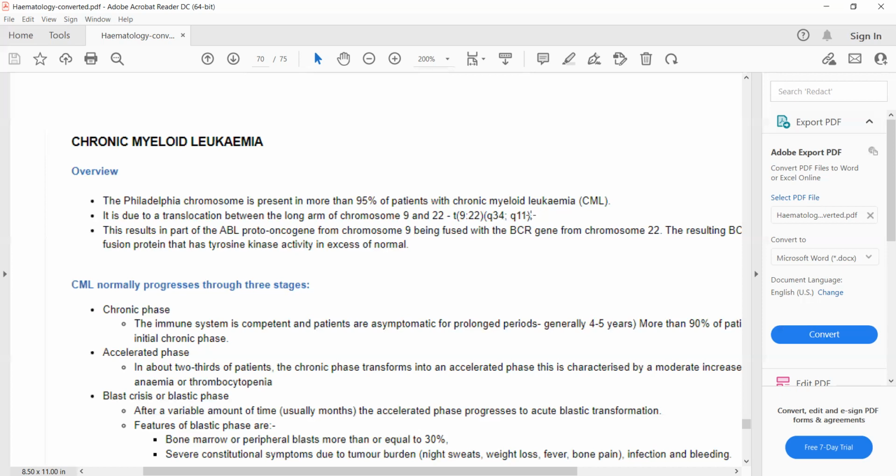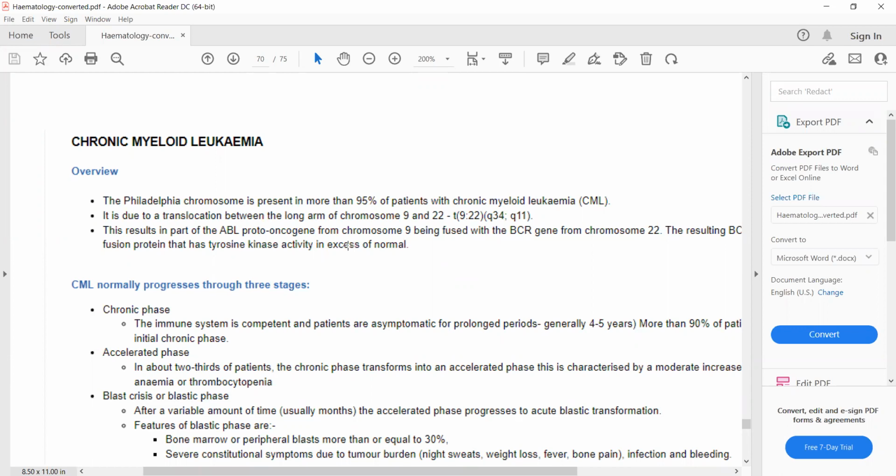Remember that the Philadelphia chromosome is present in 95% of the patients with chronic myeloid leukemia. Philadelphia chromosome can also be present in ALL as well. In about 15% of the patients with ALL, Philadelphia chromosome can be present. The presence of Philadelphia chromosome in both of these leukemias is a poor prognostic factor. Remember that. But it is more common in chronic myeloid leukemia, present in almost 95% of the patients.